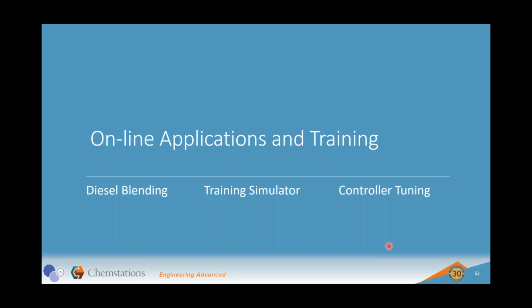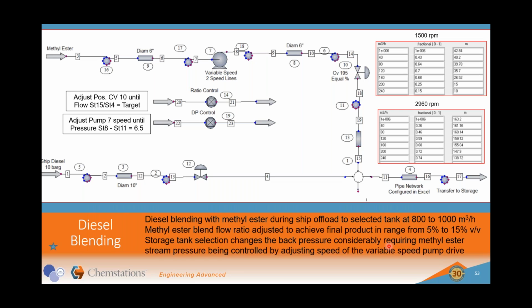So there's online applications and training. We do a fair bit on diesel blending. What we have here is we're doing direct ship offload, and we're blending with methyl ester at various strengths, and we're going to storage tanks. The challenge here is that storage tanks, as you probably all know, can involve quite different distances on storage facilities. So the tank could be quite close, or it could be a long way away. So we're getting a variable back pressure here, which has to be taken account of.